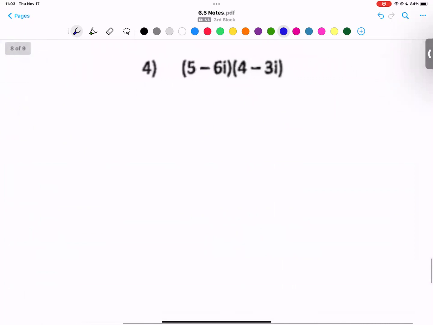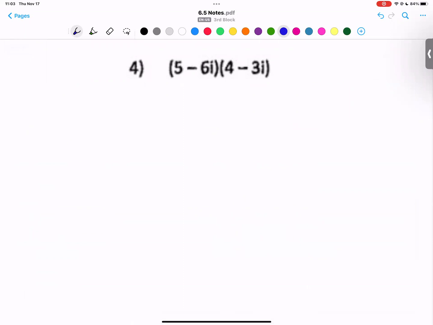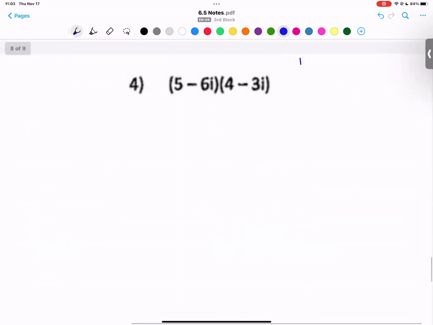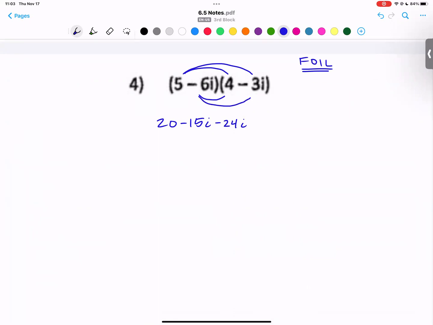Well, now what if we have two complex numbers multiplying together? We have to FOIL it just like we would if it was an x in there. So you do 5 times 4, which gives us 20. 5 times -3i is -15i. -6i times 4 gives us -24i. And -6i times -3i gives us positive 18i squared.